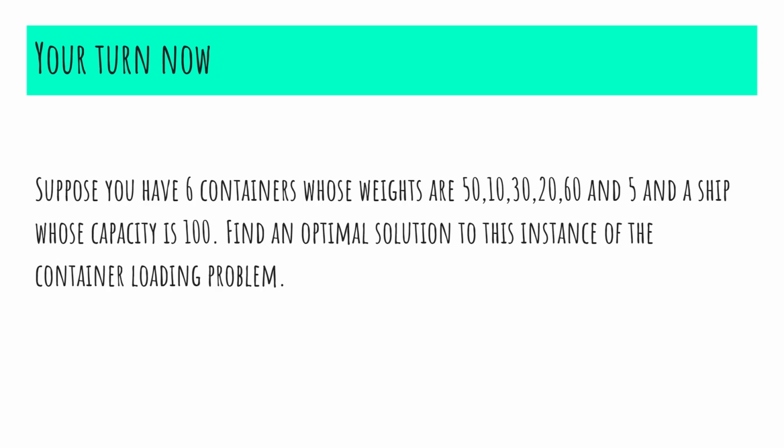Now it's your turn to solve the same problem with different input. Let's assume you have 6 containers whose weights are 50, 10, 30, 20, 60 and 5, and a ship whose capacity would be only 100. You are supposed to find the optimal solution for this instance.